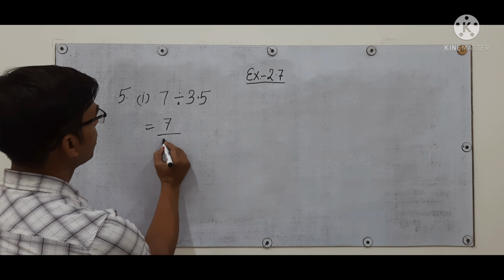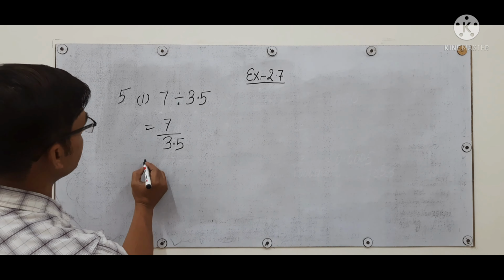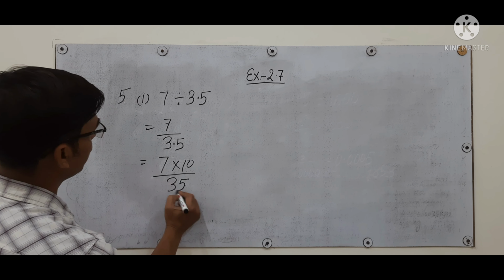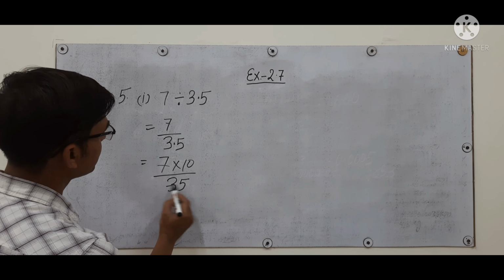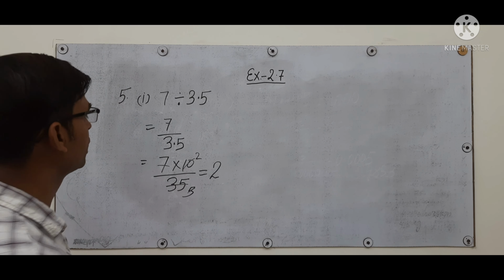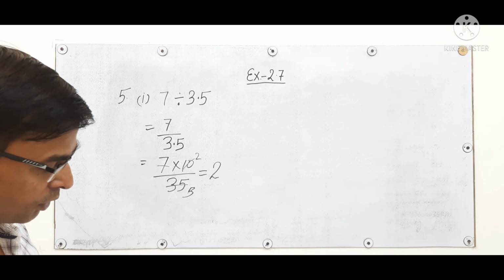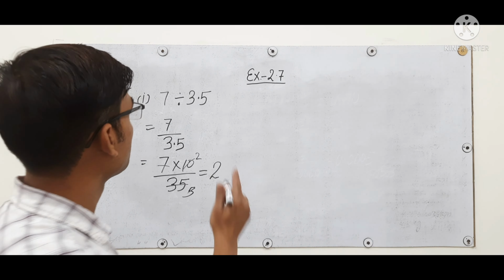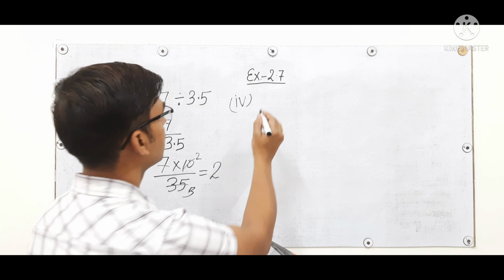It will be 7 upon 3.5, and now we will replace its decimal. So what will it be? Here it will be 7 cross 10 upon 35. Okay, now we will solve it. 7 fives are 35, 5 twos are 10, so it will be 2, and 2 will be your answer. So these are also easy questions, and now I am going to solve its part 4th. So what is part 4th? Let's see.